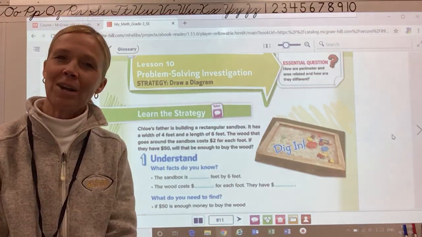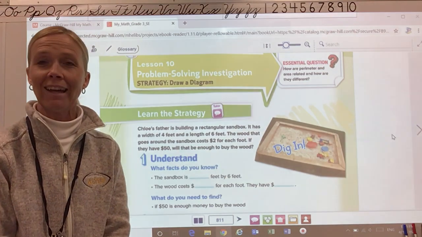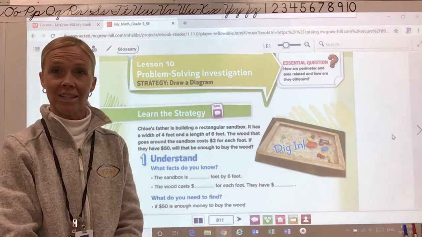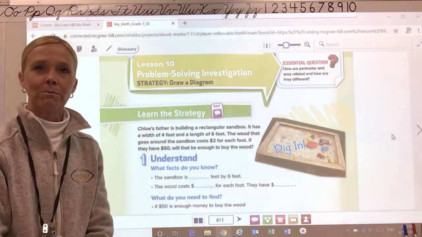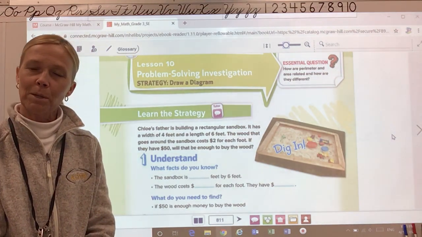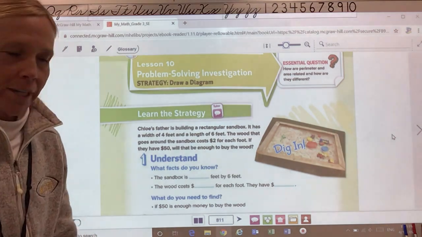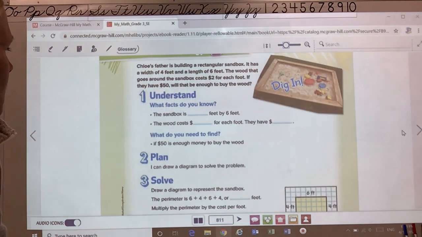Hi boys and girls, I am going to be working on chapter 13, lesson 10, and it is problem solving investigation. So we're going to jump right in. We're going to do some drawings to help us figure out some of these story problems and kind of break them down and see what we need to know. So let's look at this first page.